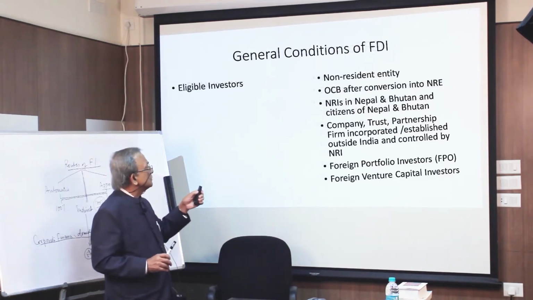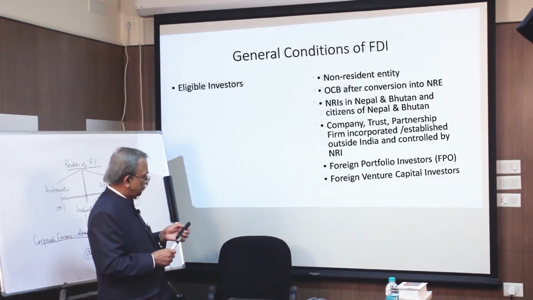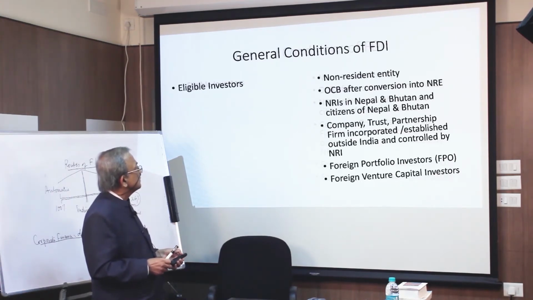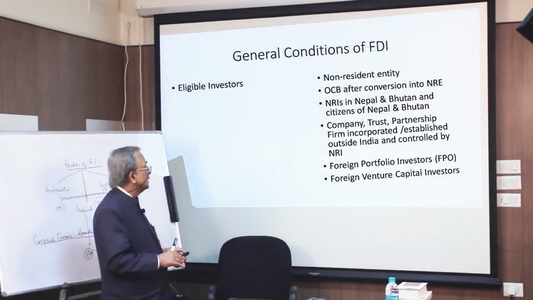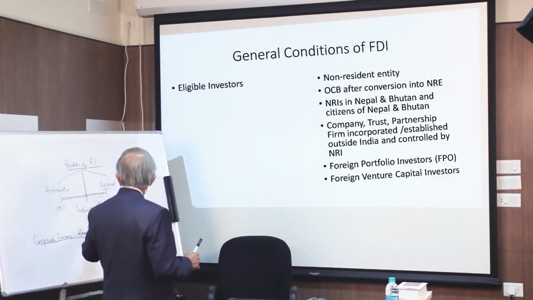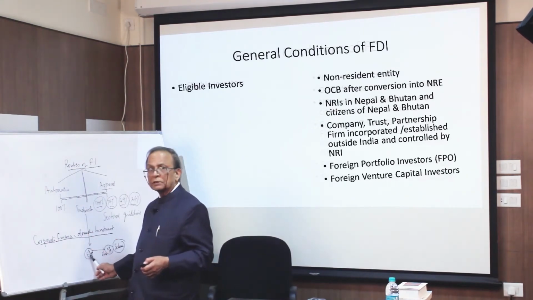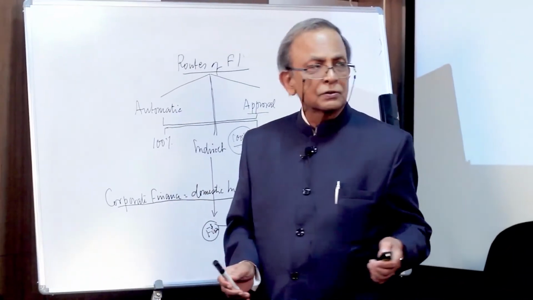Then a company, trust, partnership, firm, incorporated or established outside India and controlled by an NRI. This is only for NRI privilege. An NRI having a company, trust, partnership, or firm outside India can bring money into India. Then foreign portfolio investors. These firms are portfolio investors. They invest in a portfolio, which means they can buy shares of various companies.